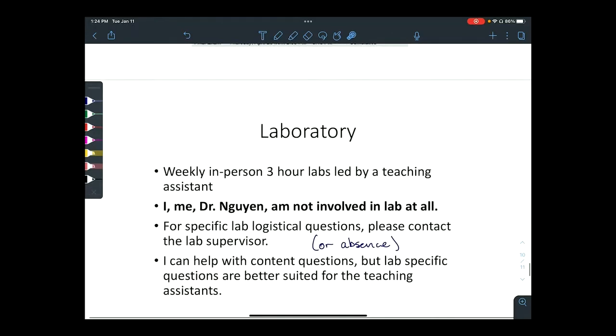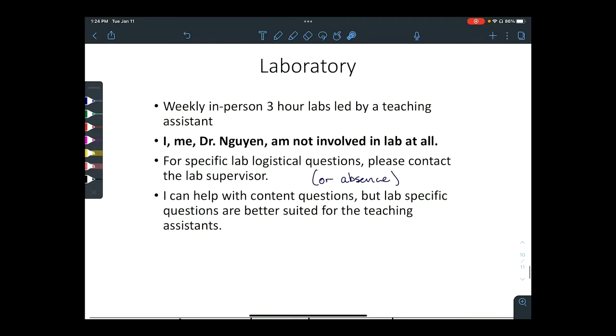Okay, where are we? Okay, so there we go. Almost done. So lab, again, I am not involved in lab at all. If you ask me questions about lab, I will probably just send you to the lab supervisor. They have their own email that you can see within the contacts page within our Carmen site. Especially if you have an absence, I don't do anything with lab, so you have to contact the lab supervisor for that. But if it's a chemistry question relating to lab, then yeah, I can help with that.